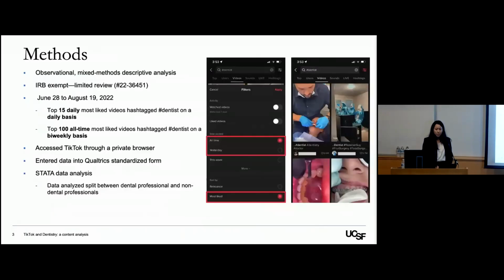So I performed an observational mixed methods descriptive analysis from June 28th to August 19th, looking at the top 15 daily most liked videos with the hashtag dentist every day, as well as the top 100 all-time most liked videos with the hashtag dentist on a bi-weekly basis. I accessed TikTok through a private browser, used Qualtrics to enter my data, and did a data analysis.